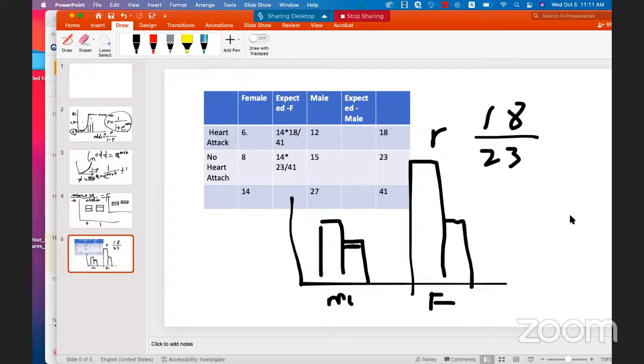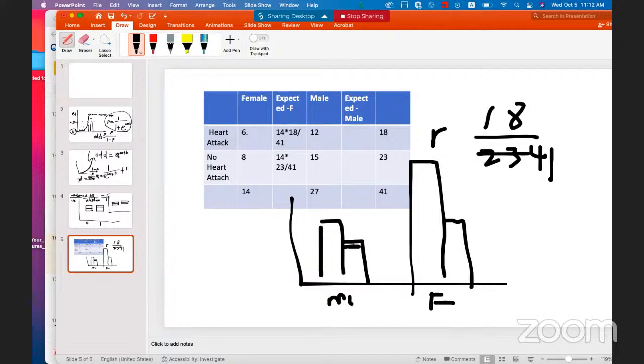If the expected number is the same as the observed number, that means it keeps this percentage. It matches this percentage, 18 times 41, divided by 41, right? So there's no significant difference to the population.